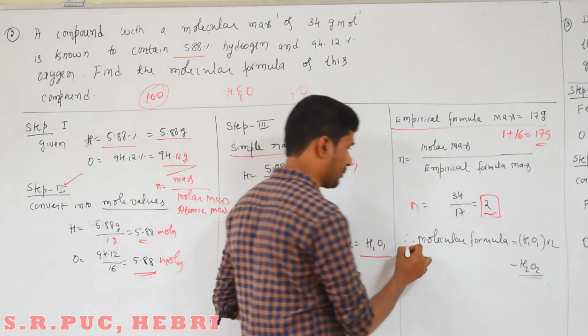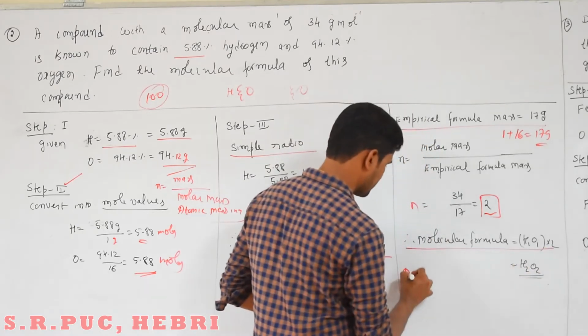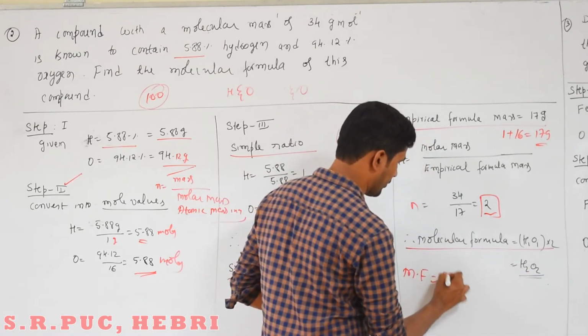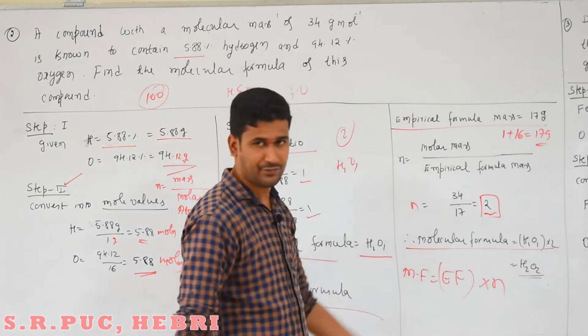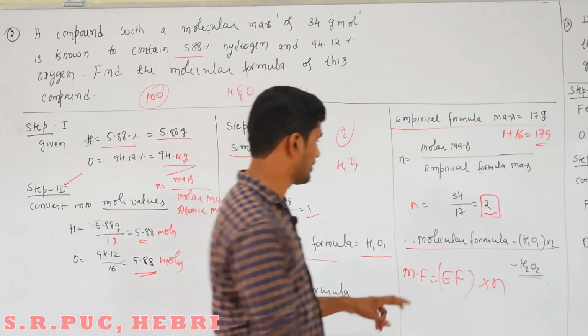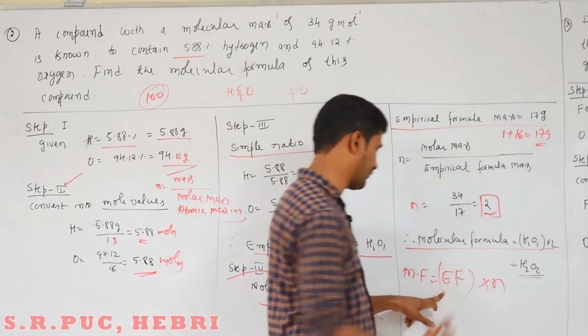So what is the molecular formula? How do you calculate it? Molecular formula is equal to empirical formula times n. No need to write this formula, straight away you can write the answer. Molecular formula is equal to, what is the empirical formula?